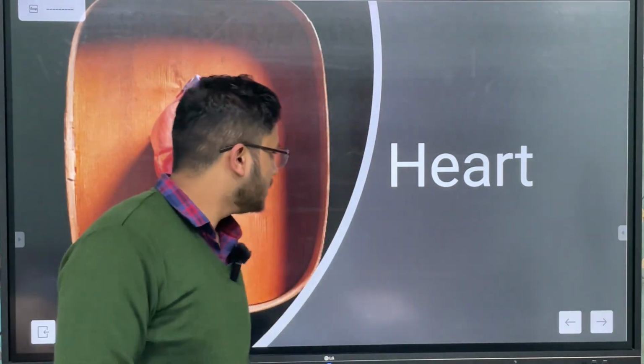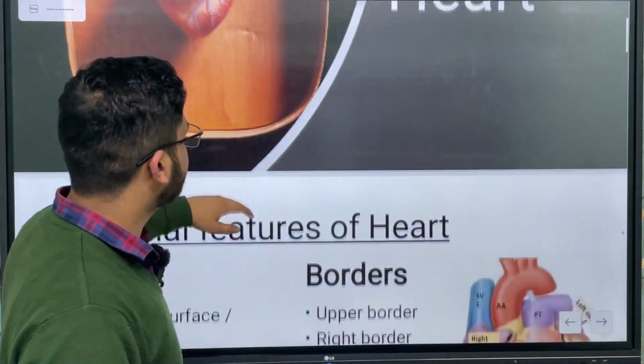So hello everyone, today we are going to discuss the external features of the heart. In the external features of the heart, we will discuss the surfaces of the heart and the borders of the heart. We will take each topic in detail. So let's see the external features of the heart.